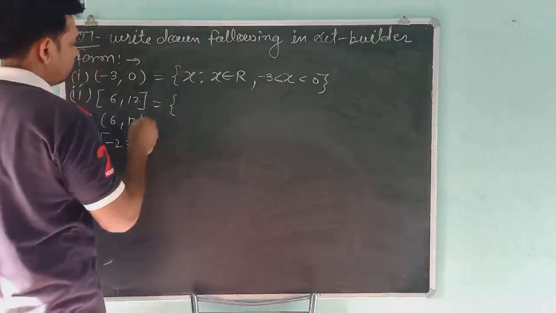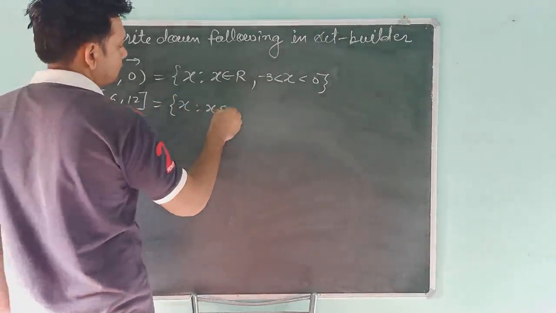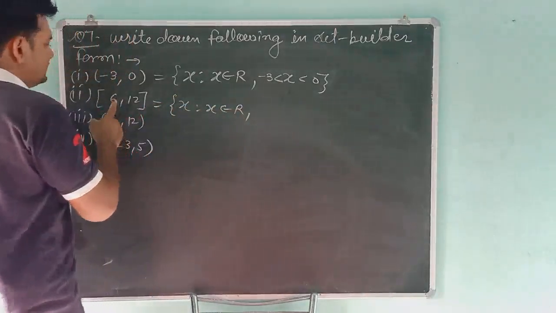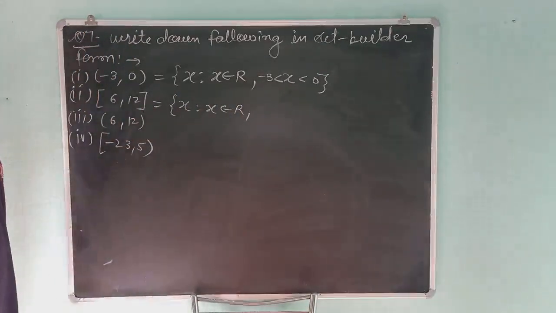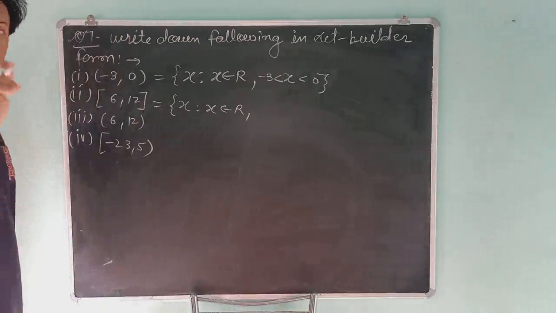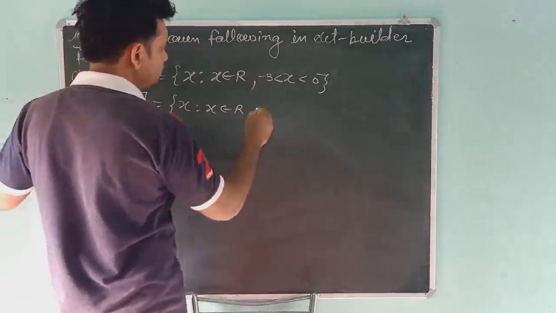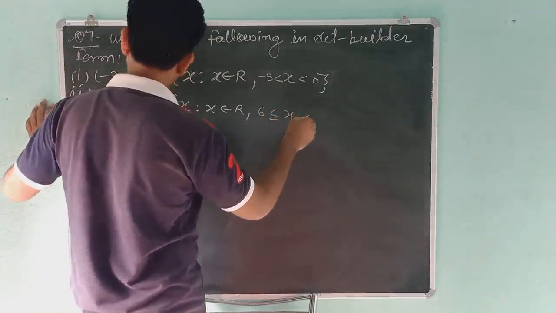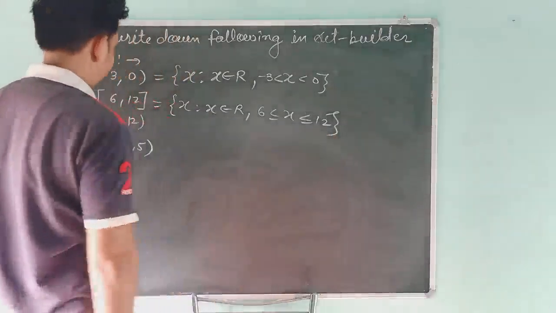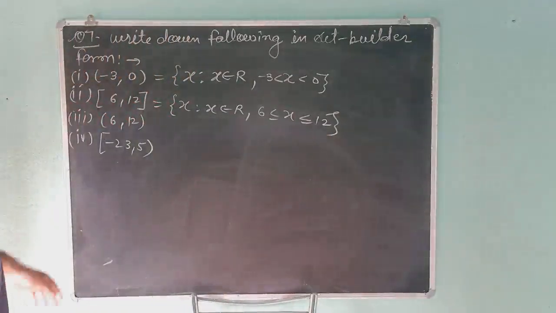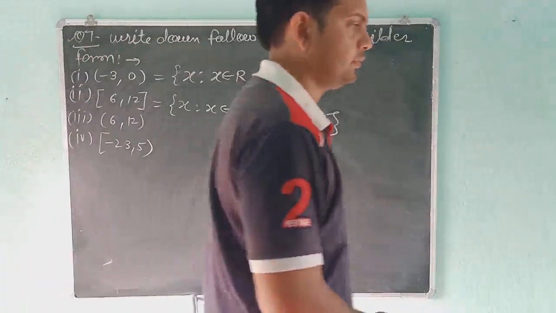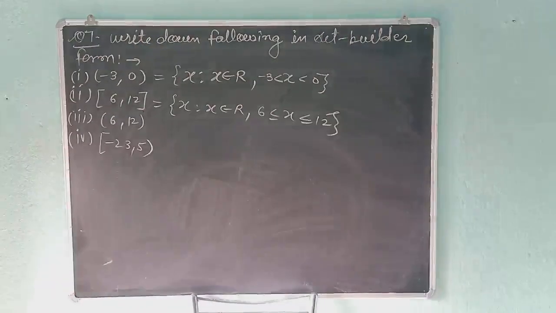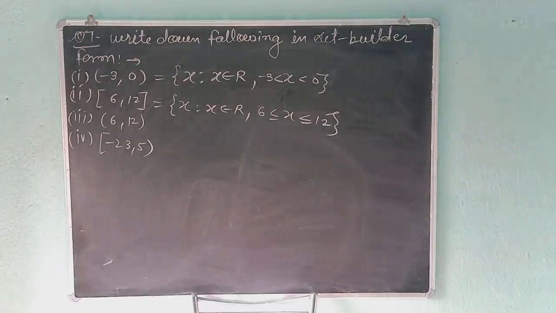Students, now next is X belongs to R. Okay students, there is a close bracket and there is also a close bracket. So students, you will take the equal sign also, like this. And now, students, you will solve these 2 questions right now. I am waiting for your answer. Solve these remaining 2 questions and send me the answer.